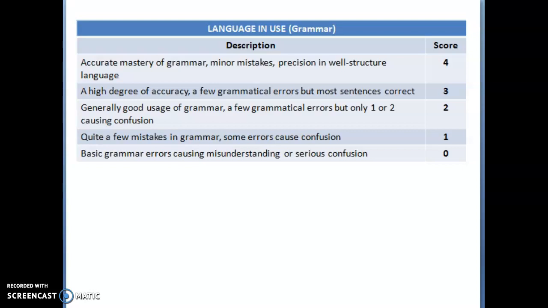The next aspect is language use or grammar. Accurate mastery of grammar, minor mistakes, precise and well-structured language, score 4. A high degree of accuracy, a few grammatical errors but most sentences correct, score 3. Generally good usage of grammar, a few grammatical errors but only one or two causing confusion, score 2. Quite a few mistakes in grammar, some causing confusion, score 1. Basic grammar errors causing misunderstanding or serious confusion, score 0.